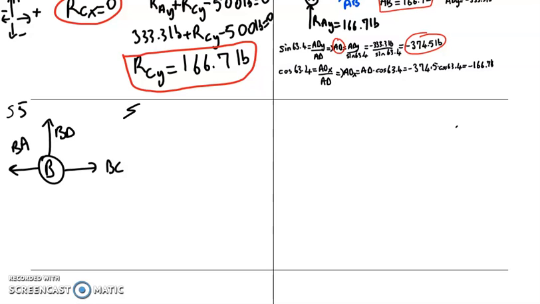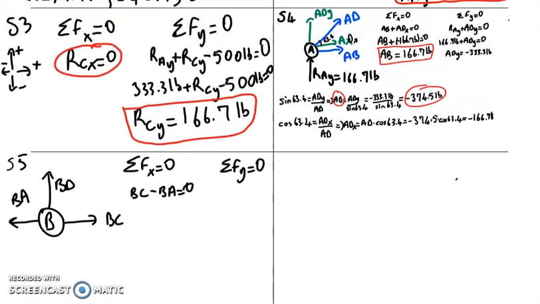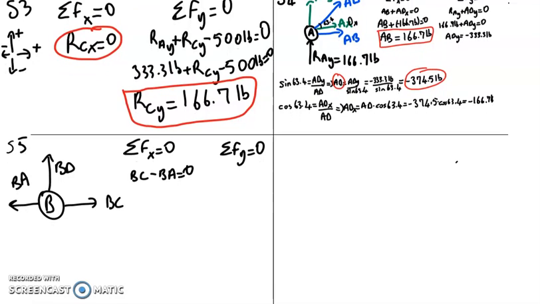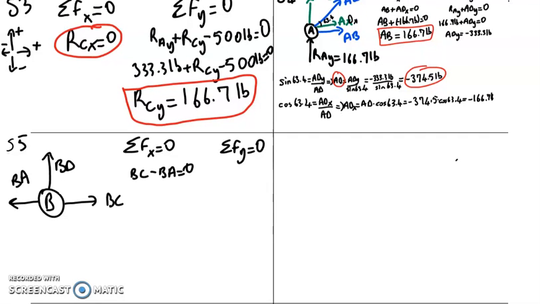Okay, here we can apply sum of all forces on the x direction equals 0, sum of all forces on the y direction equals 0. So on the x direction we have BC and minus BA because it's in the negative direction equals 0. So here BC, what was the BC? Let's look at and find the BC. Actually, BC we don't know. What about BA? So here AB, BA, these are the same thing.